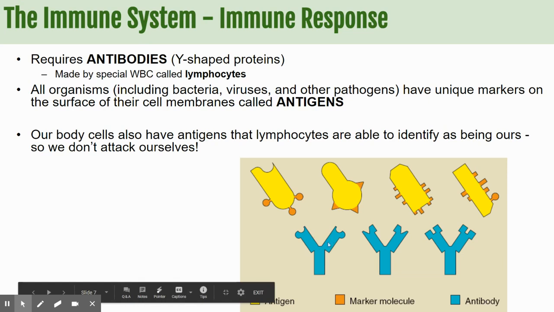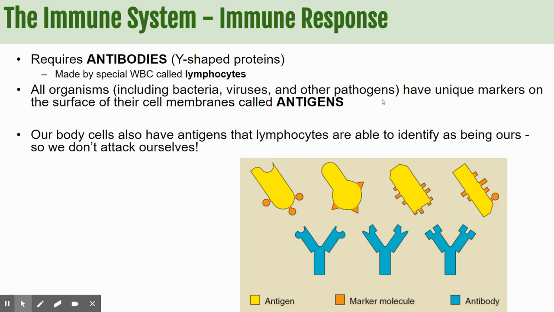There's kind of a picture down here. They're in blue, and they are made specifically by the white blood cells called lymphocytes. All organisms, like bacteria, viruses, other pathogens, even our body cells, every cell has unique markers on the surface of their cell membranes. And these unique markers are called antigens. All right, antigens. These yellow pieces here are examples of different antigens that might be on the cell surface of different organisms.